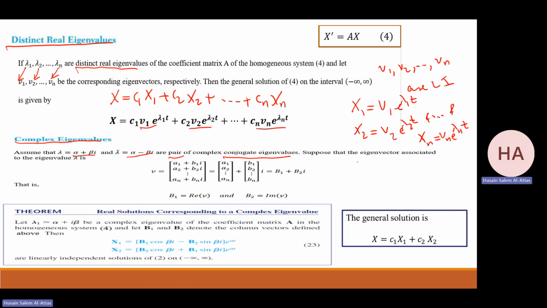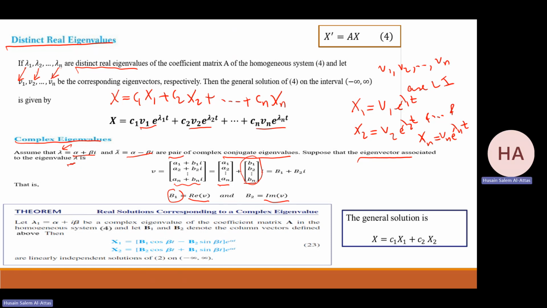Then I get the eigenvector associated with lambda, not with lambda bar, with lambda. It has a non-real part, so I will split the eigenvector into a real part and a non-real part, which is the one with the i. I call the real part B1, and the imaginary part, I'll write it as B2.